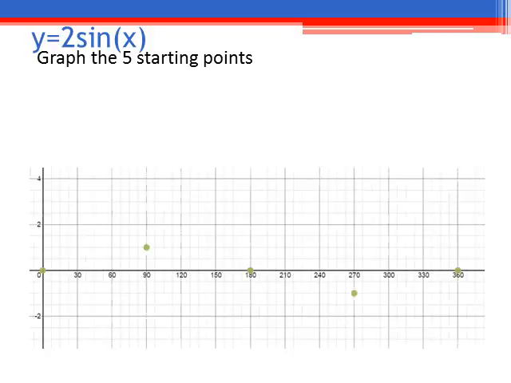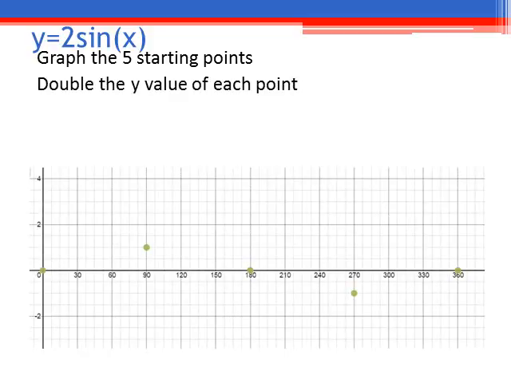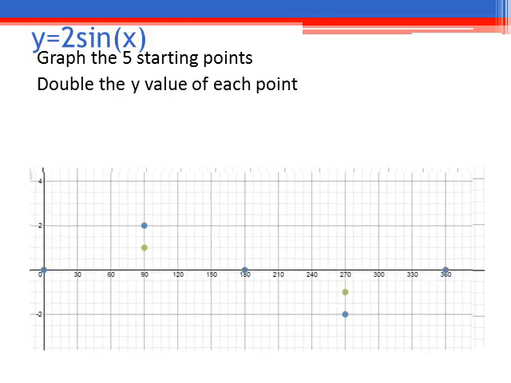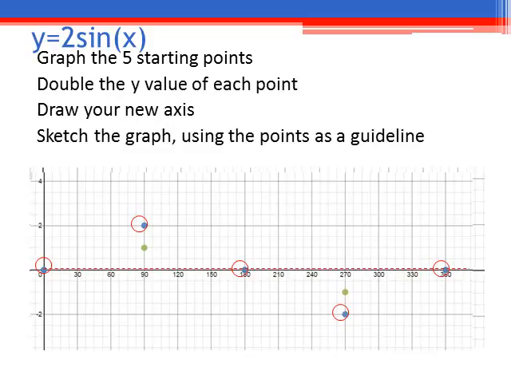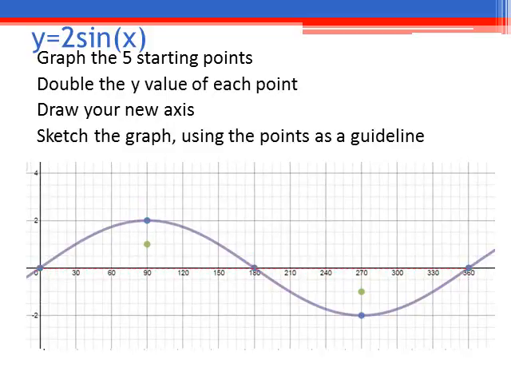So here's an example of one. This is looking at an a value of 2. So we start by graphing our 5 points. Then we're going to double the y value in each of the cases. So the zeros aren't going to change, but the 1s are going to become 2s, and negative 1s are going to become negative 2s. So we end up with these points here, the blue ones. And then we're going to draw our axes. It's right down the middle where those 3 points are. And then we sketch our graph using those points as a guideline. And there we go.